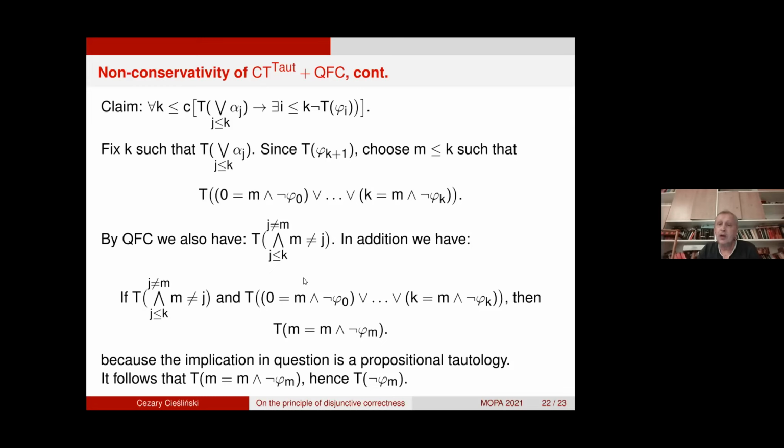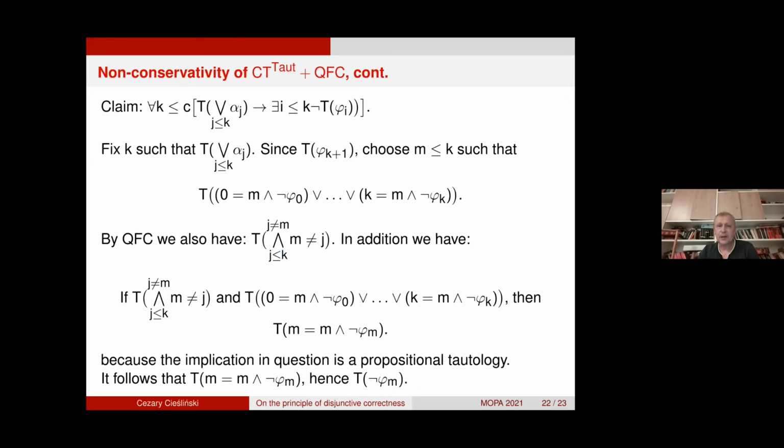And then we employ propositional tautology. So if we have this conjunction, we have this, because it's repeated here, then it follows that it's true that m equals m and not phi m, and we obtain this because this implication is a propositional tautology. Here we employ the fact that propositional tautologies are true. But in order to do this, we need this long conjunction. So in effect, it follows that not phi m is true, which is what we want: the consequent.